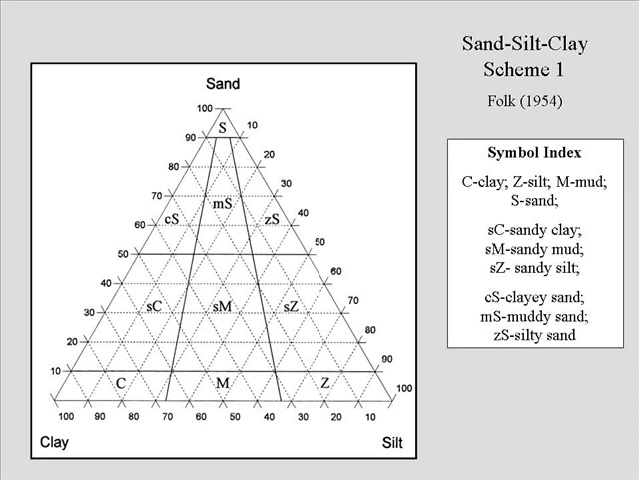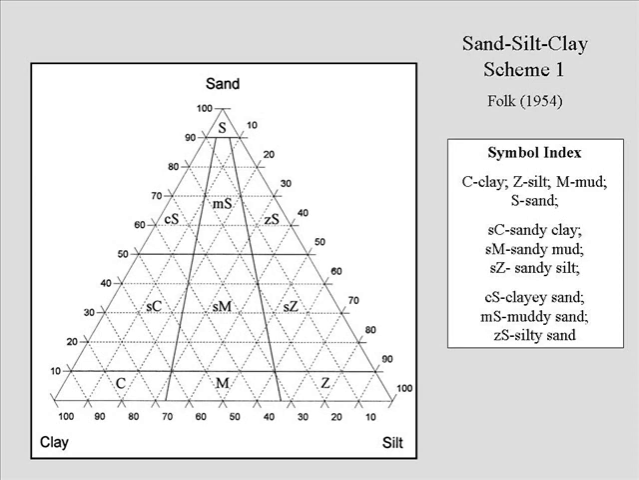This is the one by Folk. It was done in 1954, dealing with sand, silt, and clay. And the way it works is it's empirical. You figure out what the percentages of those three ingredients are in each of your samples, and it will plot somewhere on this chart. I showed you how to do that. And if it plots here in the SM range, then it would be classified as a sandy mud.